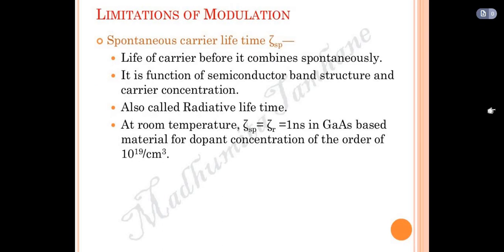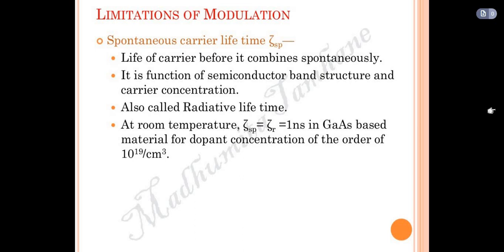The first limitation for the modulation is the spontaneous carrier lifetime. That is one of the things that should be considered while we are designing our laser for its modulation, right? What is modulation, students? Superimposing the carrier signal with the message signal in order to get the desired information signal at the demodulated end, that is nothing but the output end, if you want to receive that.